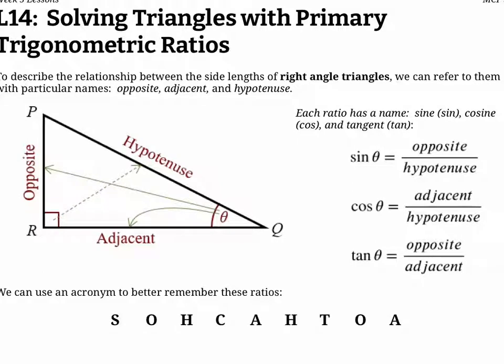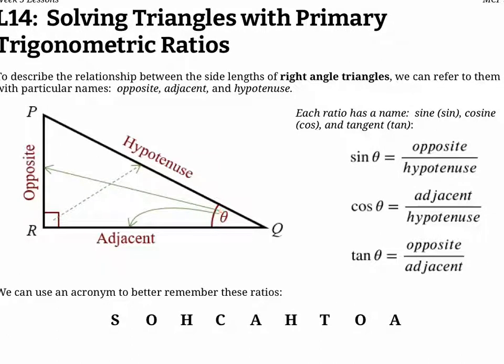In this video, we're going to review how to use primary trig ratios to solve right angle triangles. So a right angle triangle, we know, is a triangle that has a right angle as one of its three angles. In order to talk about each of the sides clearly, we give them names: opposite, hypotenuse, adjacent. So hypotenuse is the side that's across from the 90 degrees. Opposite and adjacent will change depending on what angle we're talking about.